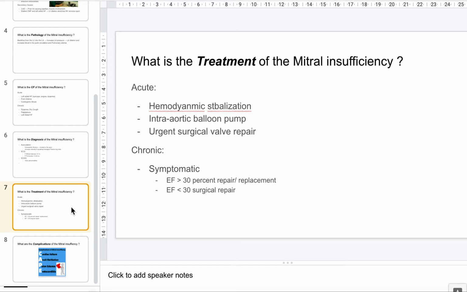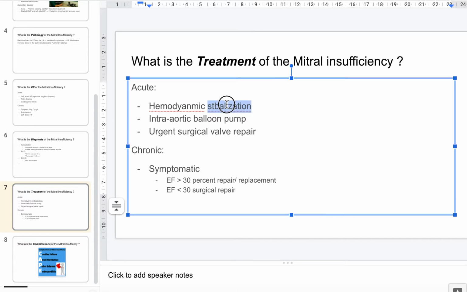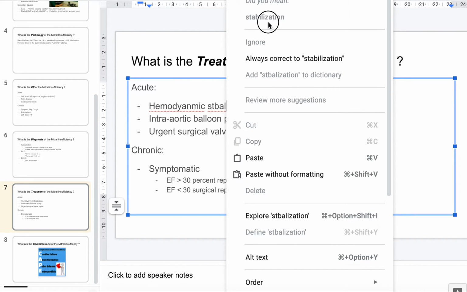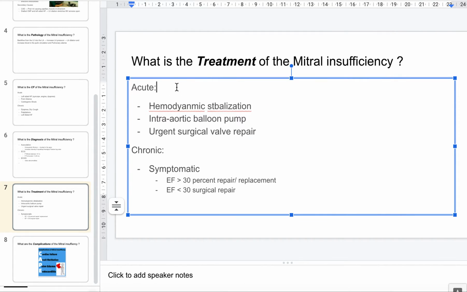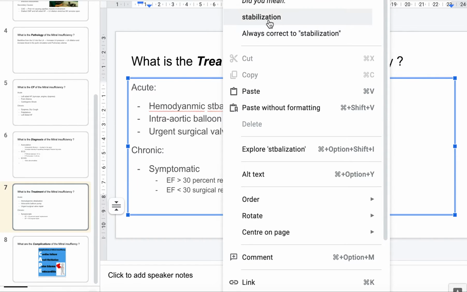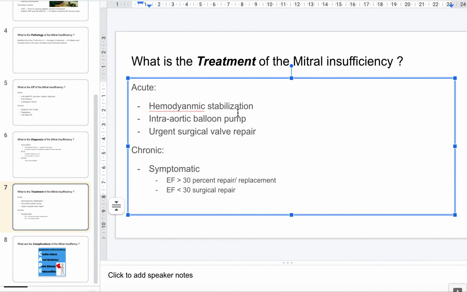So now, what is the treatment of mitral insufficiency? Mitral insufficiency is going to be due to some sort of hemodynamic instability. Our main goal will be to do hemodynamic stabilization: stabilize the patient, stabilize his blood pressure, stabilize his heart rate, stabilize all of that stuff. And then the next thing is going to be some sort of intra-aortic balloon pump. Over here we're just going to go in using a balloon, kind of fix the valve, and do a quick valve repair.